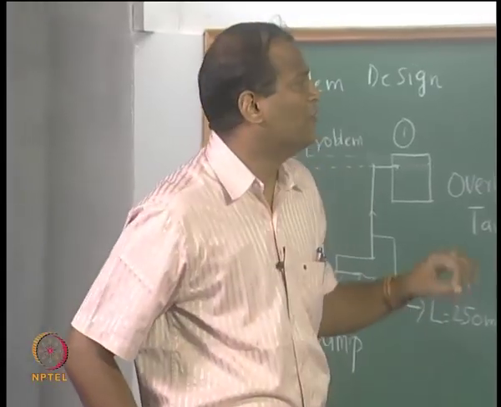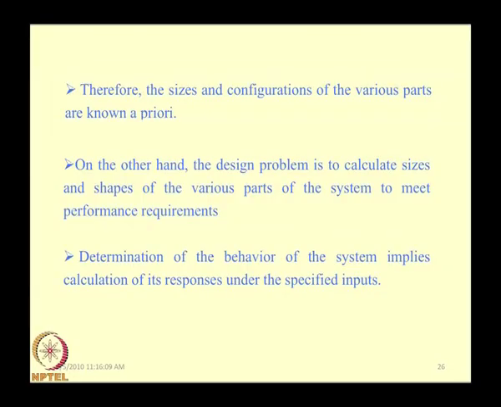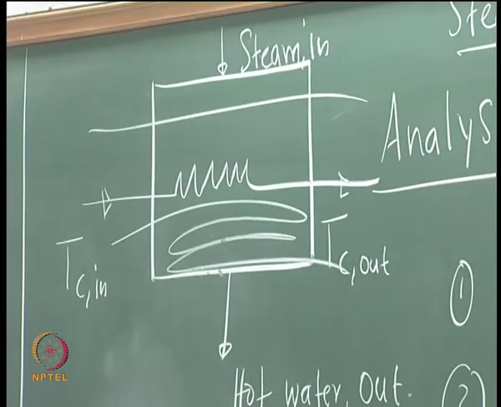The sizes and configurations of the various parts are known a priori. For which problem? For the analysis problem. On the other hand, the design problem is to calculate the sizes and shapes of the various parts of the system to meet performance requirements. So whatever I have written in PowerPoint there, it is much better explained when I do it on the blackboard, right. So through the example.